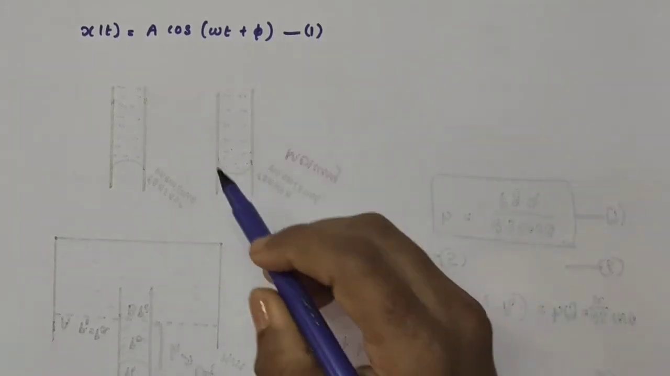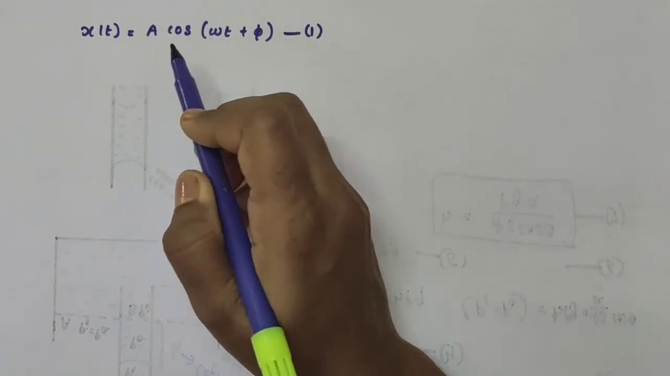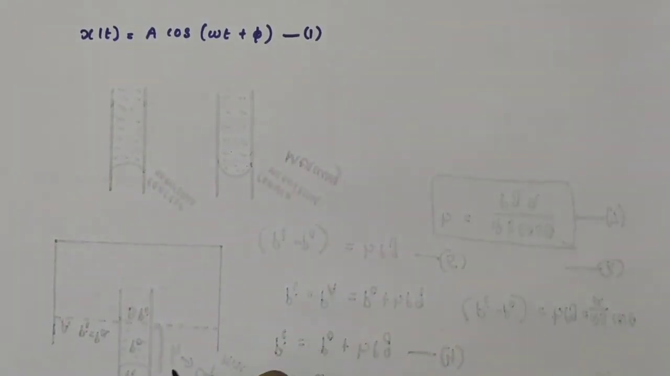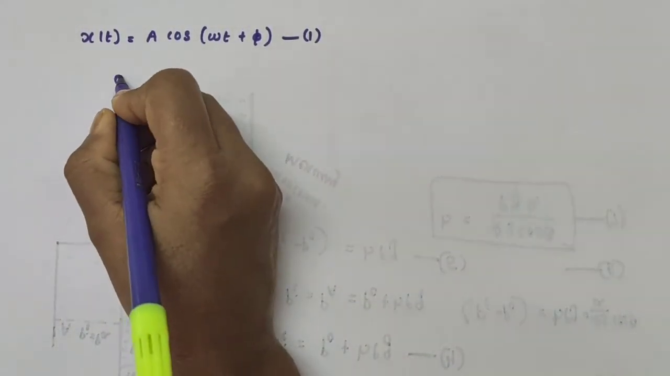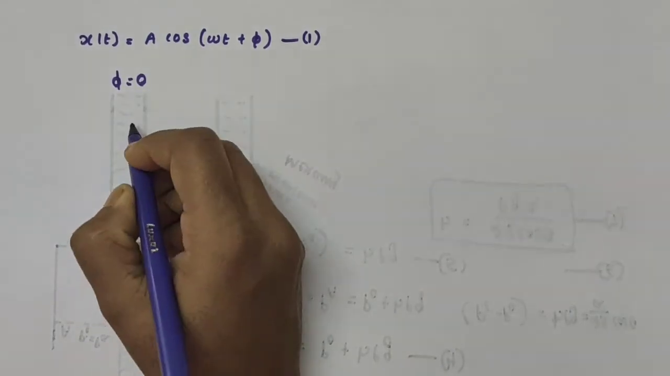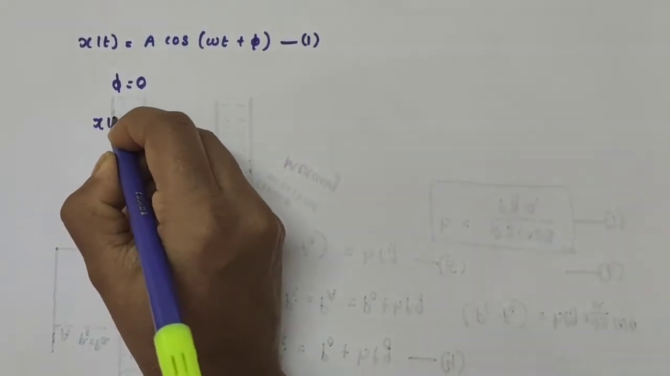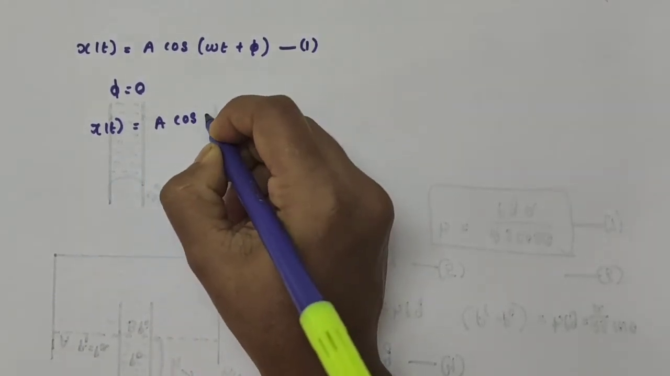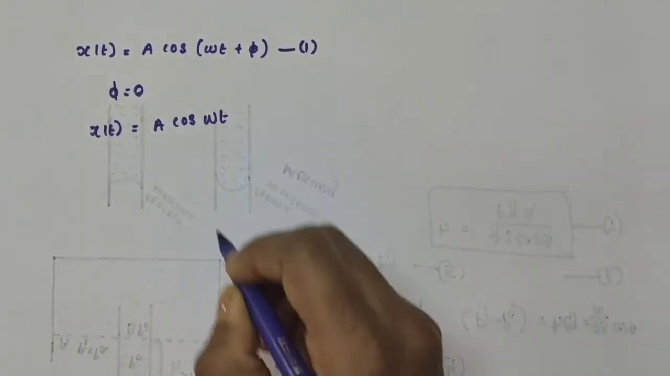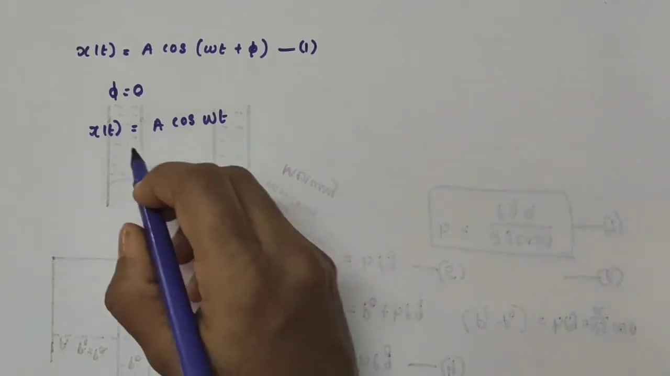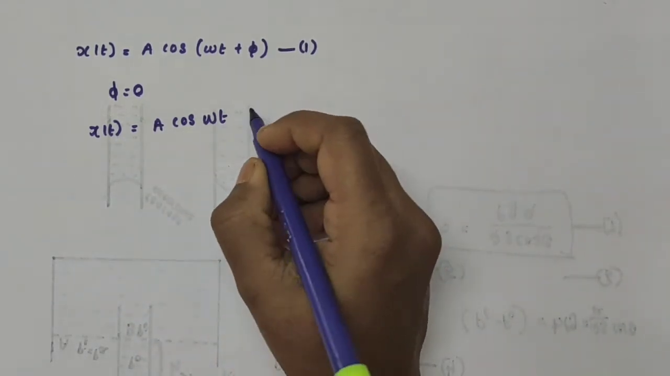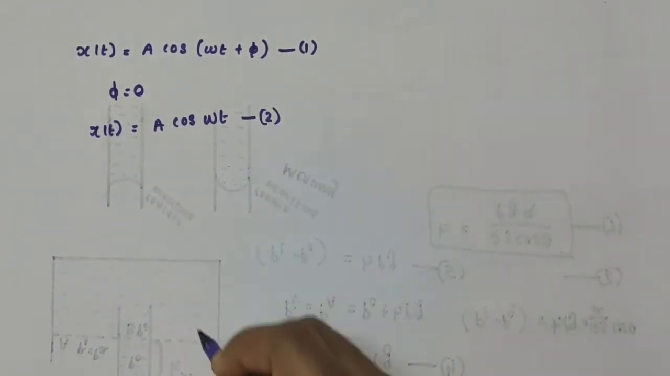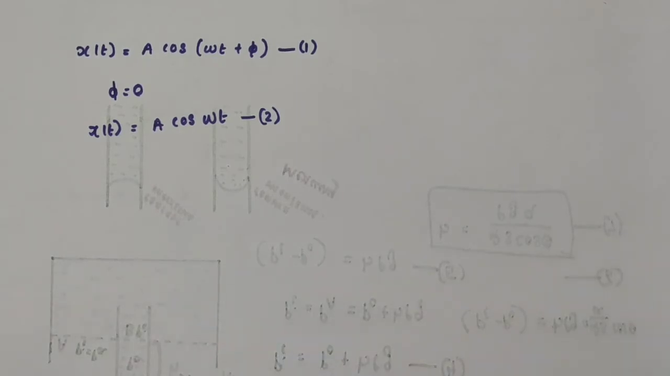Now consider this equation x of t is equal to a cos of omega t plus phi. For simplicity, take phi equal to 0. So this equation becomes x of t is equal to a cos of omega t plus 0. Omega t plus 0 is what? Omega t. So we can write x of t is equal to a cos omega t. I'm taking this as equation number 2.